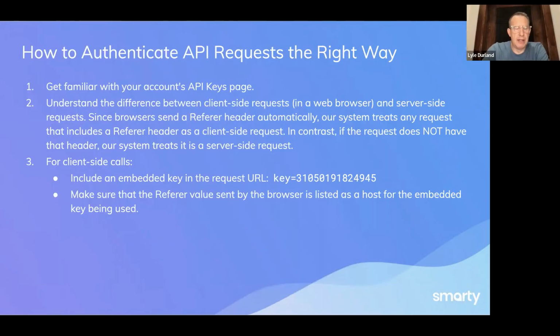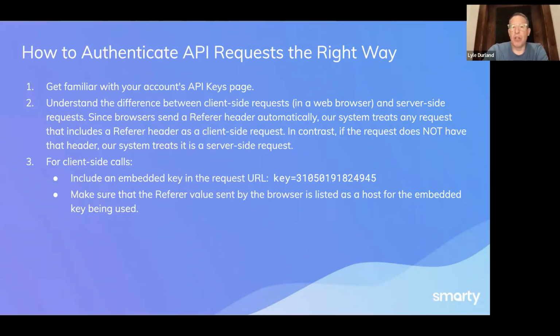Moving on. So now we're going to talk about the right way to do client-side calls versus the right way to do server-side. So for client-side calls, two main steps: include an embedded key in the request URL. The embedded keys are always just a simple numeric value, and you can use key equals and the numeric value right in the URL. And then the second part of it is make sure that the referrer value sent by the browser is listed as a host for the embedded key. That is how you know what to list as the host value for the key.